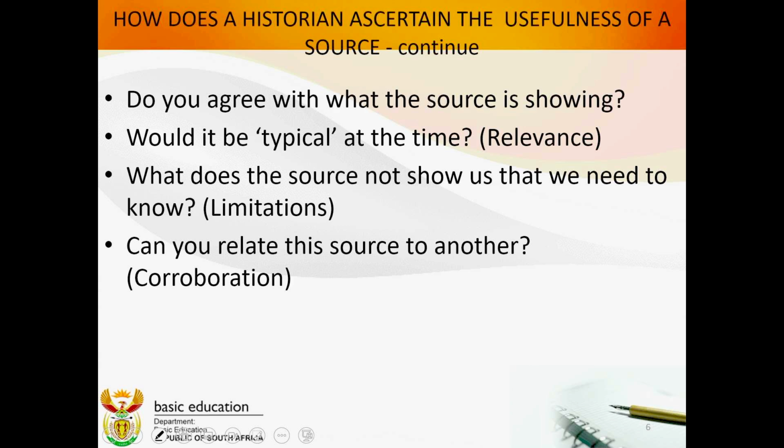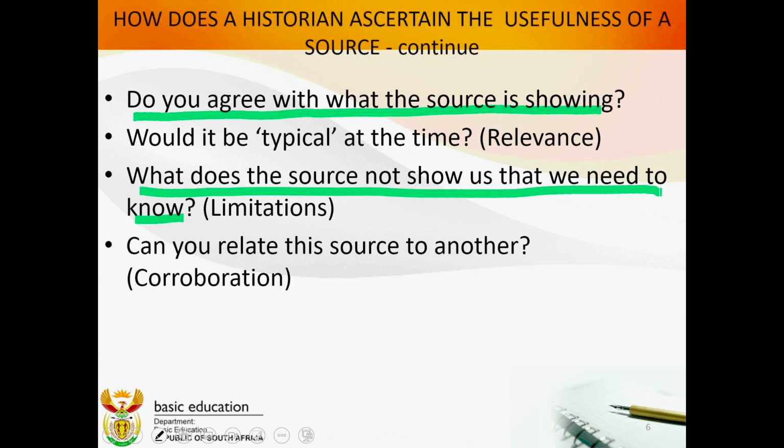How does a historian ascertain the usefulness of a source? Do you agree with what the source is showing? Then if you agree, that source is useful. Would it be typical at the time? What does the source not show us that we need to know? What does it mean? If the source is one-sided and not showing all the facts, then that source has limitations. That source cannot be useful.